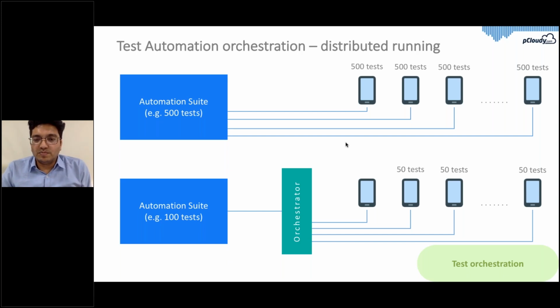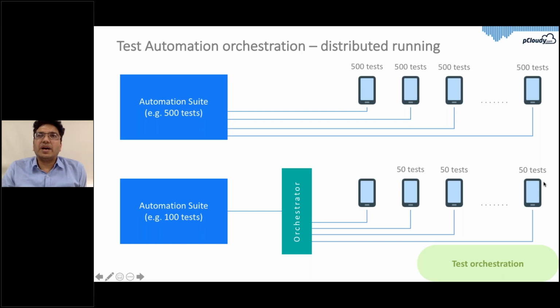orchestration allows you to distribute the tests. So rather than running all the tests on all the devices, you have a middle layer in place, which is the orchestrator, where it randomly picks the test cases to be executed on a specific device. So all the 100 tests are not running on all the devices. It has picked up, let's say, 50 tests for each device. And it can be changed, let's say maybe 10 test cases on each device.